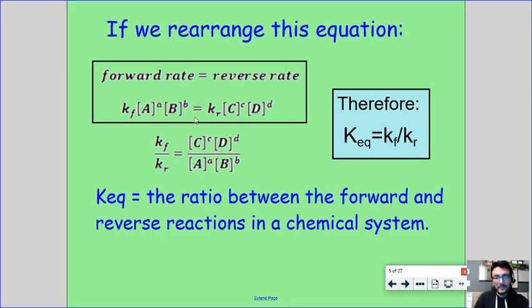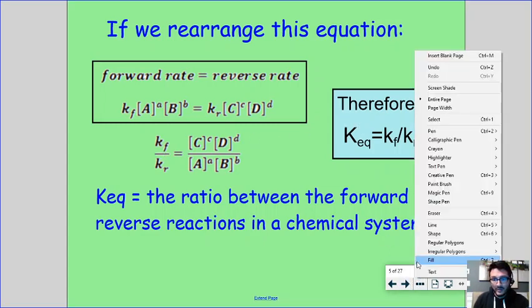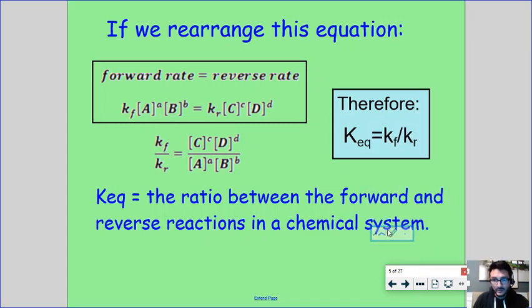With a bit of rearranging from that generic equation between the reverse and the forward rates, it can look like this, where in the numerator are our products and their exponents, over, in the denominator, the concentration of reactants to their exponents. This gives us a ratio. Ratios tell us things. Also here, that rate constant Kf over Kr gives us a constant often referred to as Keq, or an equilibrium constant. We're going to hear that a lot.